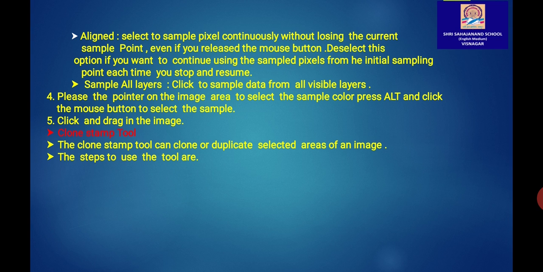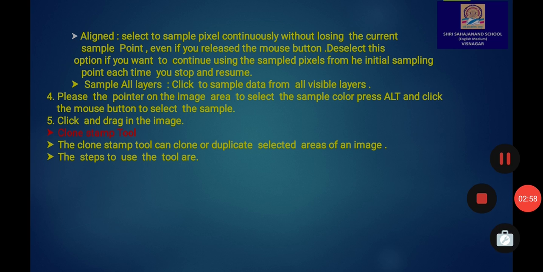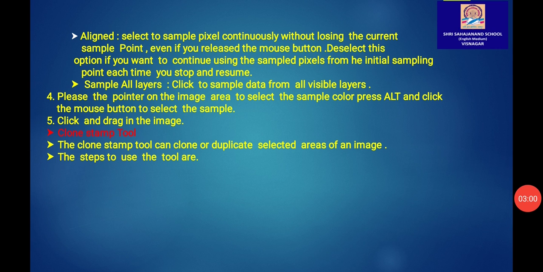Align, select the sample pixel continuously without losing the current sample point even if you release the mouse button. Deselect this option if you want to continue using the sample pixel from the initial sampling point each time you stop and resume. Now sample all layers. Click to sample data from all visible layers.